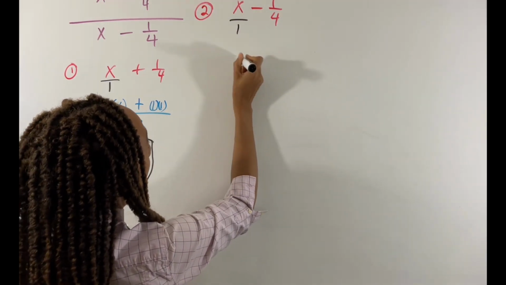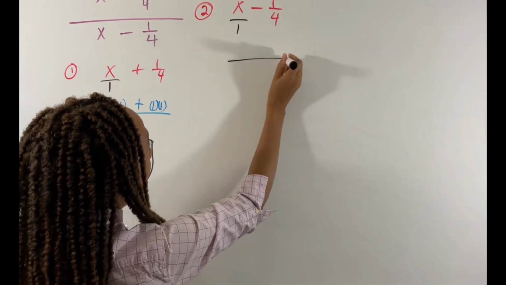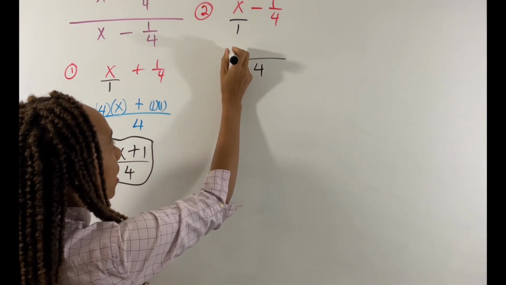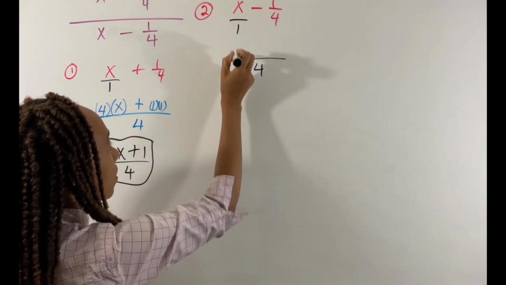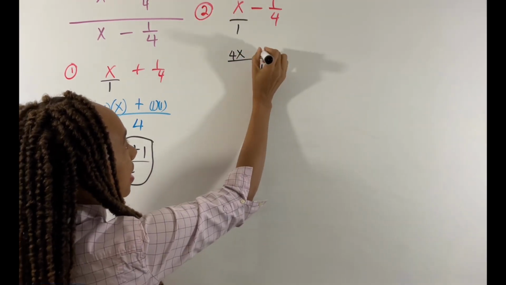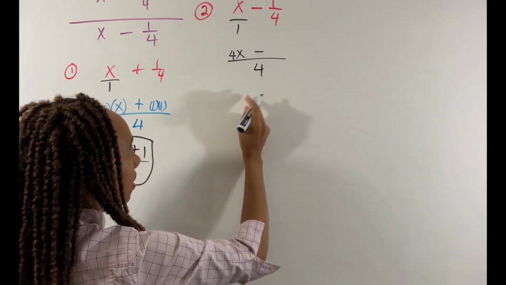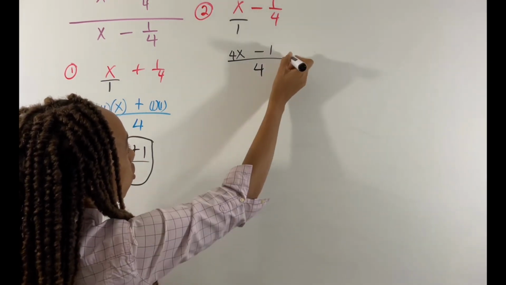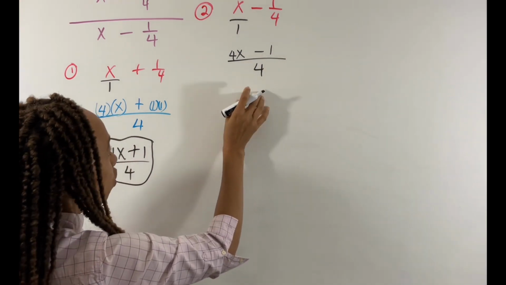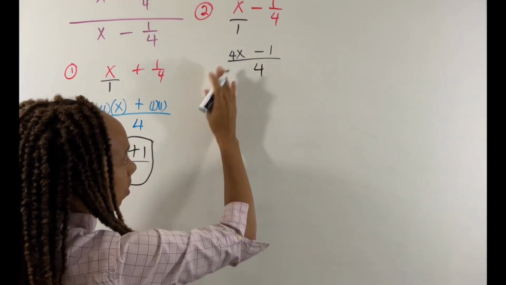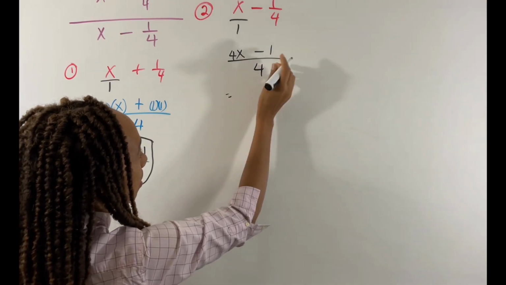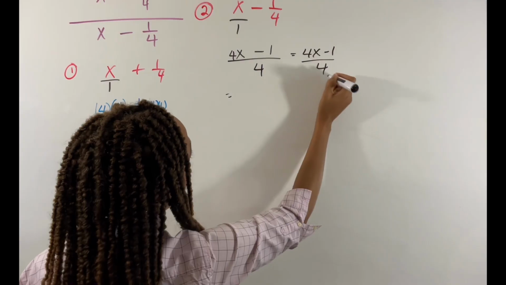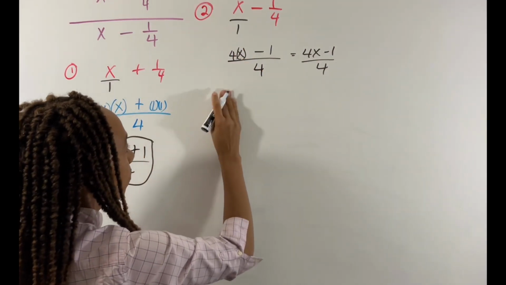And now I have 1 and 4 here. I need to use 4. And so 1 into 4 is going to be 4 times. And then you have times x, so 4x. And then you bring down your minus sign, and 4 into 4 is 1, and 1 times 1 is 1. So now you are going to use this same example, just as is, which is equals to 4x minus 1 over 4 as the answer.